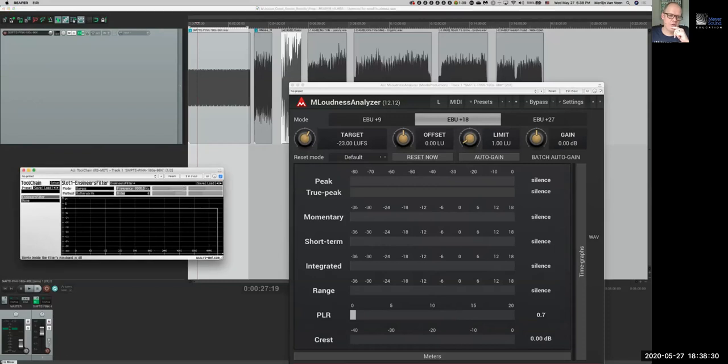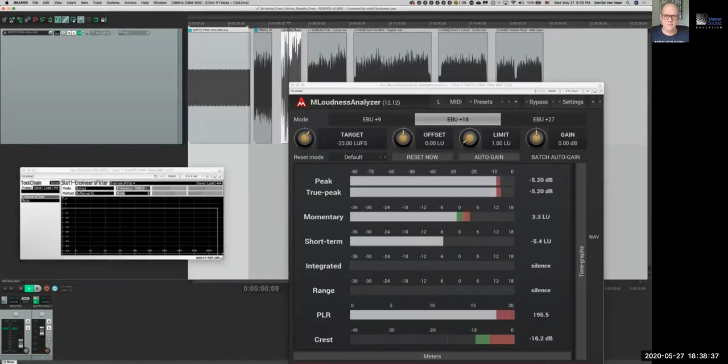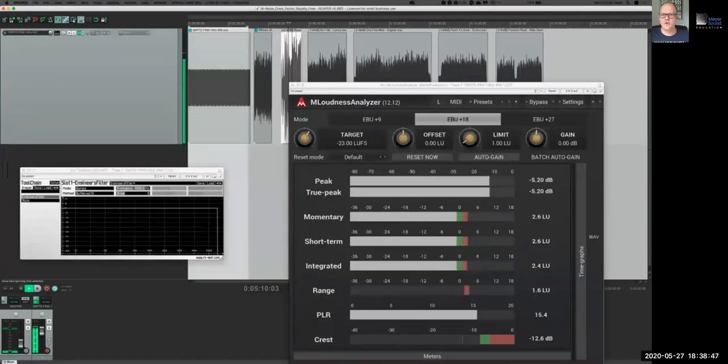And let's take our filter out, no filter at all. And let's listen to some classical music. Okay. Now, pay attention to that crest factor value shown in the bottom right corner.